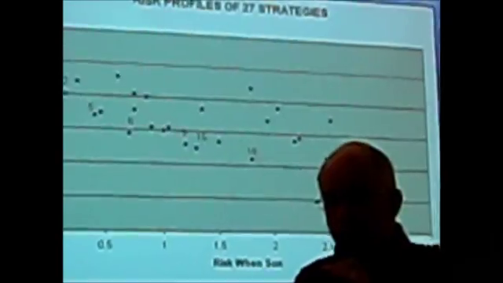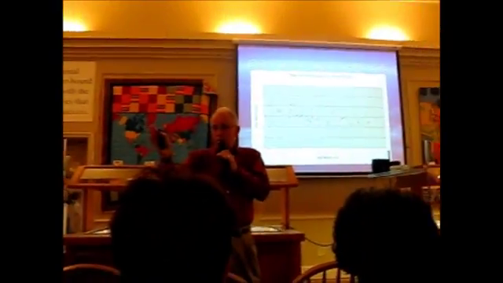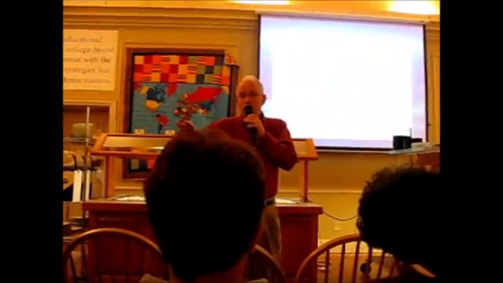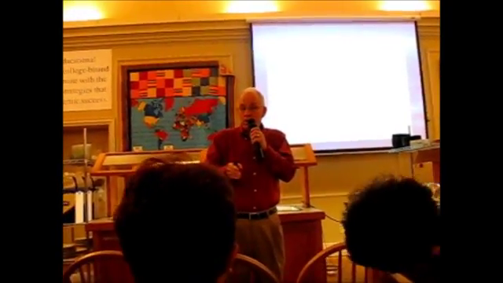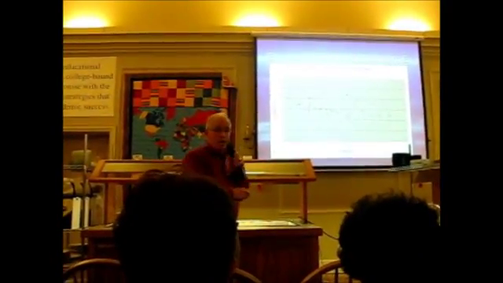So, this is great. This is what mathematics has done for us. It's given us a way to look at all 27 strategies and throw a bunch of them out. Because we know there's other strategies that, in our phraseology, dominate as a lower risk for sun, a lower risk for rain. Okay? All right.